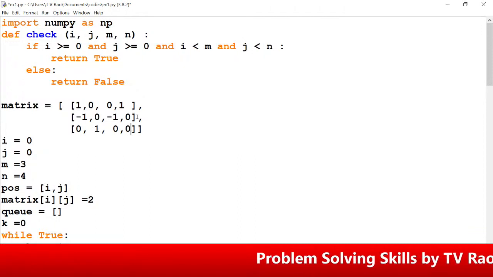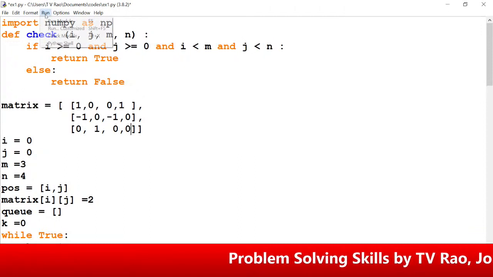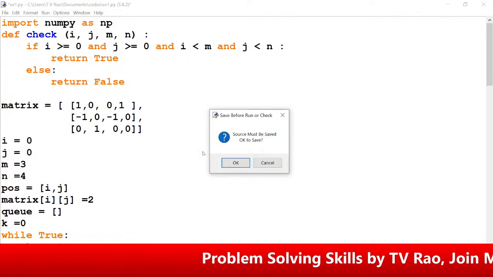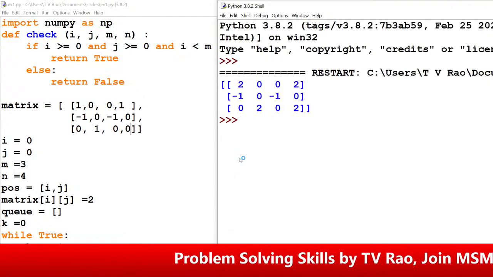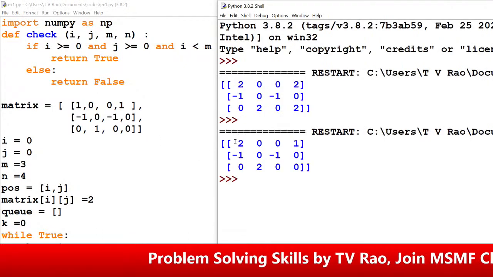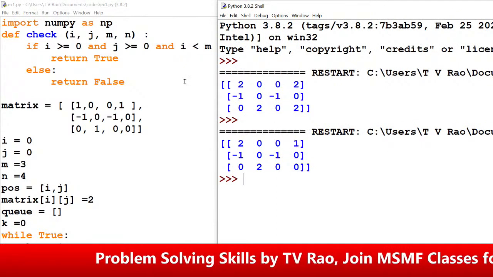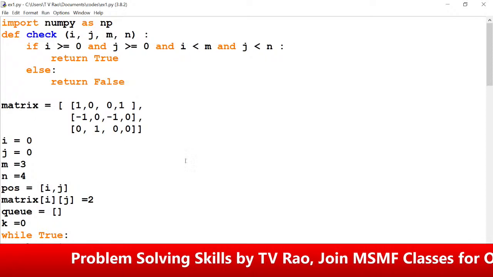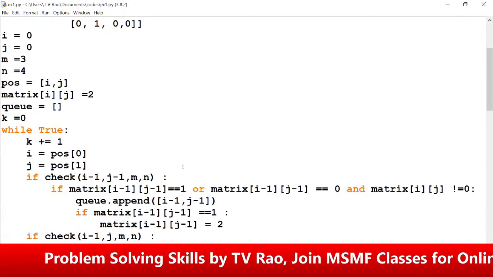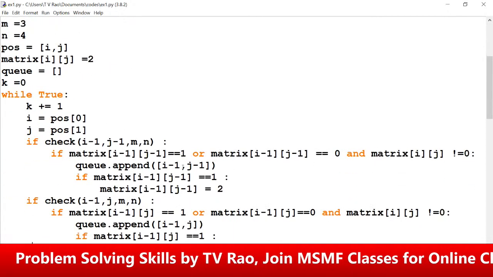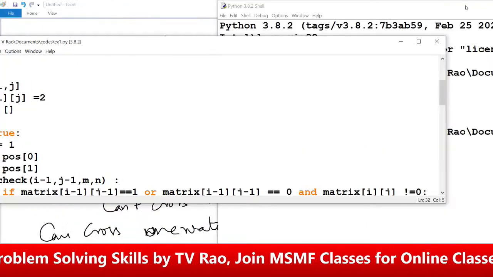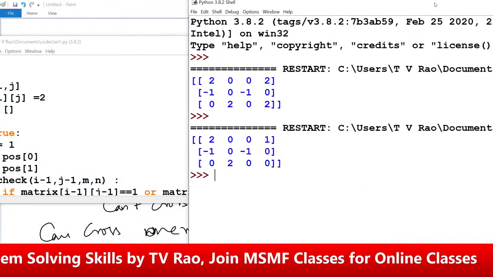Suppose this is water body. Then at least one tree is safe. And at least one tree is safe. So I hope you understand it. Okay. I implemented this using the following logic. Most of it was explained yesterday.